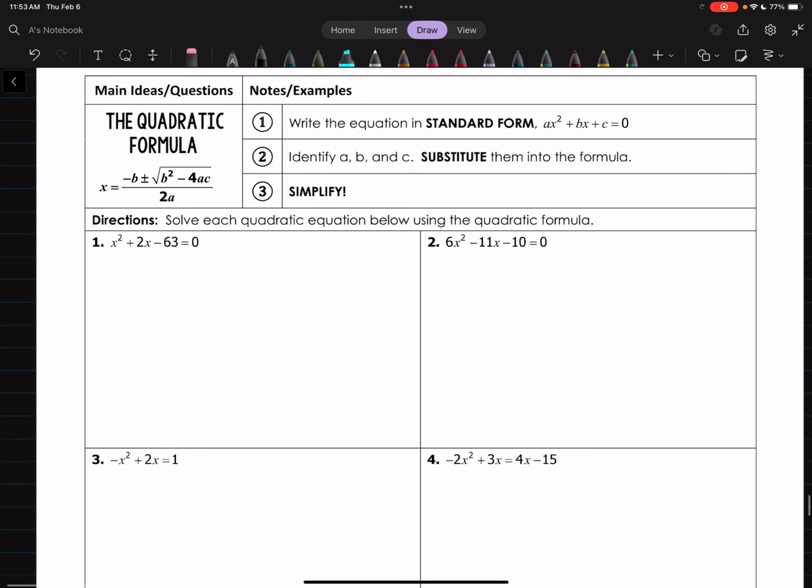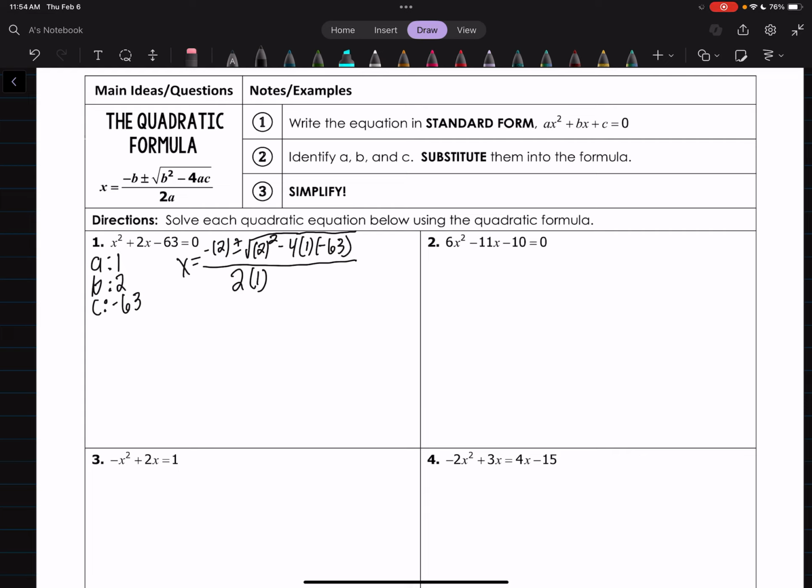So, we're going to try using this formula to solve these problems. So, our number one, we need to identify our a, b, and c value. Your a is 1, your b is 2, and your c is negative 63. All right, formula: x is equal to negative b plus or minus the square root b squared minus 4 times a times c all divided by 2a.